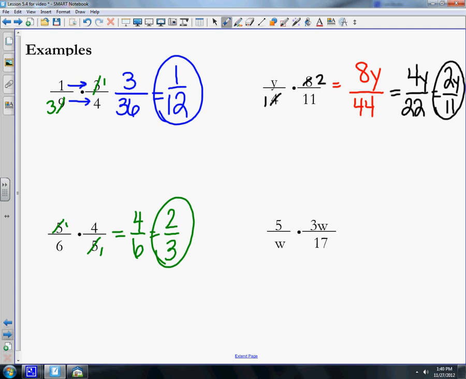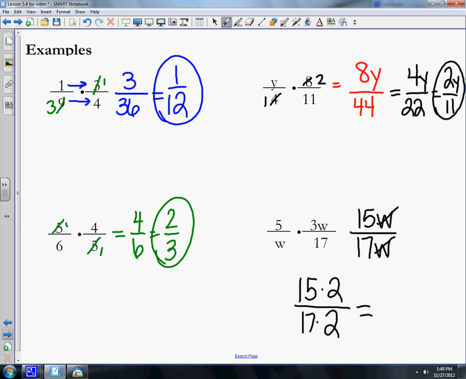So if I did 5 times 3w, I would get 15w over 17w. Now, since I have w on the top and w on the bottom, I can cross those off. It's like if I did this, pretend, 5 times 2 and 17 times 2. Okay? Now, do that problem. I get 30 over 34. Now simplify, cut it in half, and I get 15 over 17.